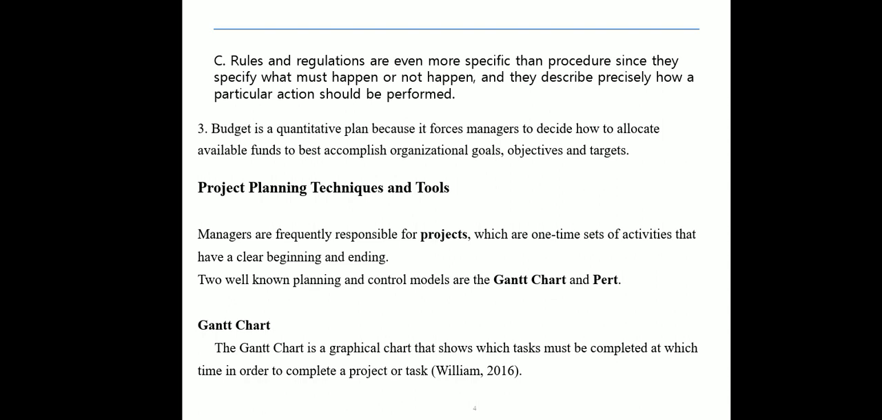Then we have the rules and regulations, which are even more specific than procedures since they specify what must happen or not happen, and they describe precisely how a particular action should be performed. An example of this is regulation in terms of what is permitted and what is prohibited in the workplace.